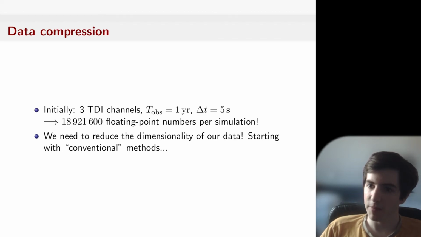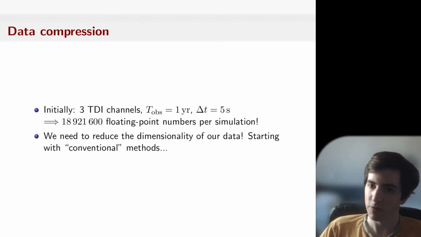Anyway, now that we have the ability to generate data, by default in the LDC we're simulating a year of data with one sample every 5 seconds, which with 3 channels amounts to almost 19 million numbers per simulation. This is completely unfeasible for neural networks, so the next important thing we need to do is to compress this data to more manageable numbers.